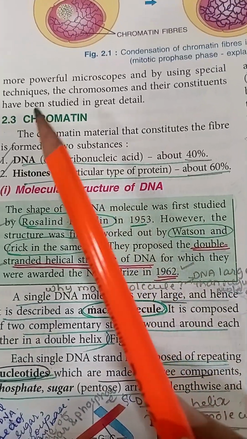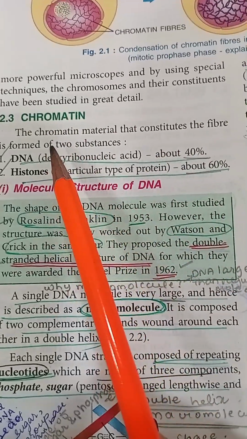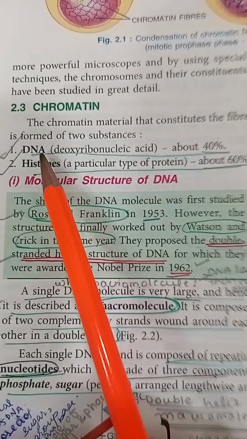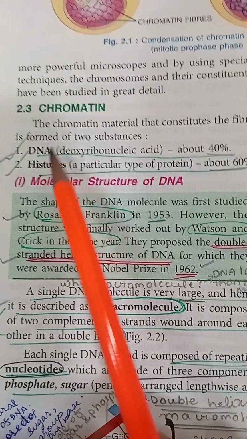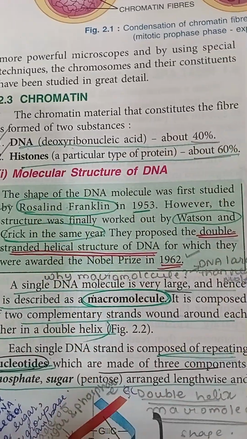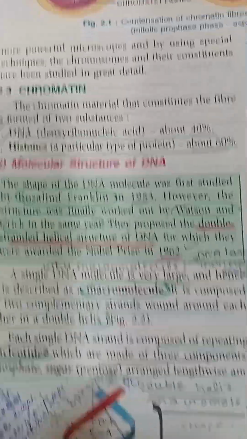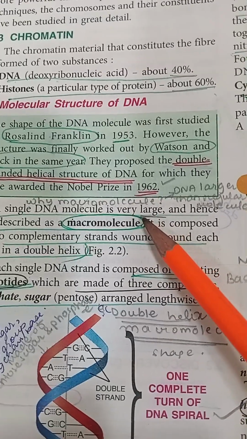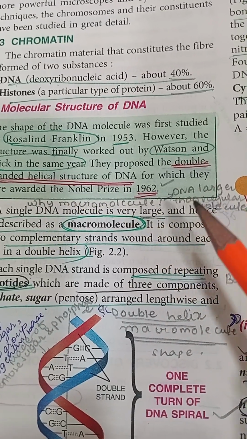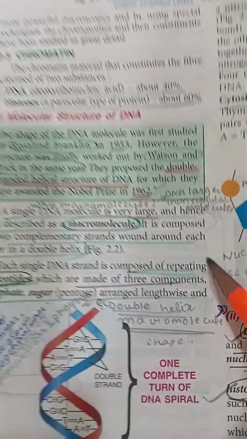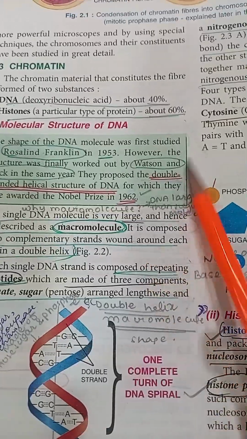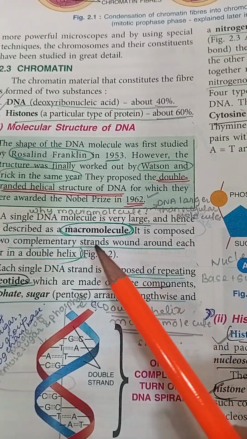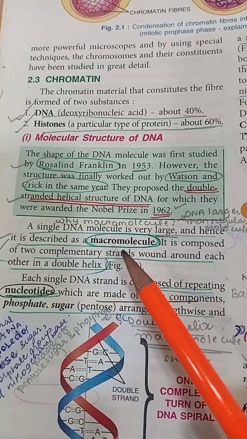Each chromosome is formed after condensation of chromatin reticulum or chromatin fiber. Chromatin material is composed of nucleic acid, DNA, deoxyribonucleic acid, and histone, about 60%. Then the molecular structure of DNA was first studied by Rosalind Franklin in 1953 and later elaborated and properly discovered by Watson and Crick, for which they got the prestigious Nobel Prize in 1962.